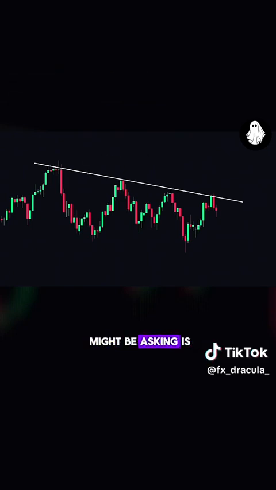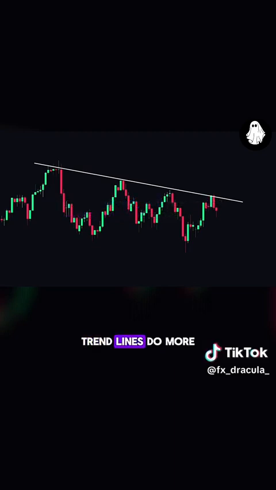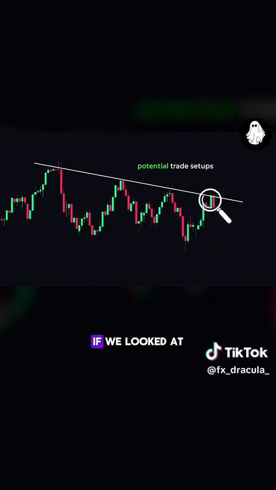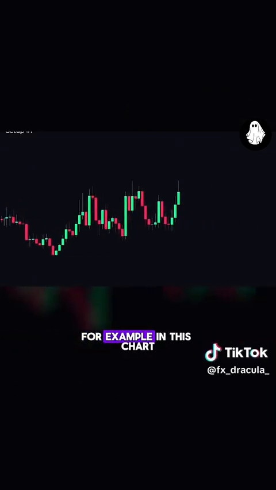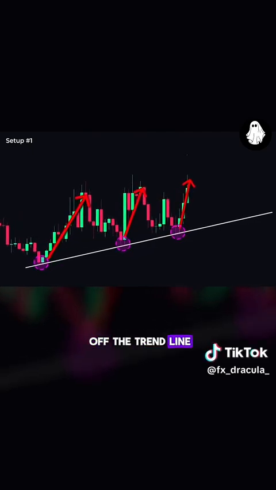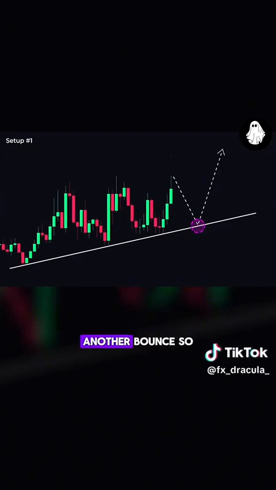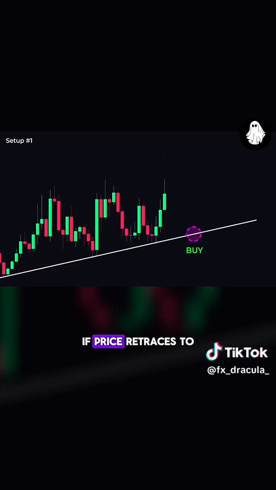Now, a question you might be asking is, can't we already tell where the overall market is heading just by looking at it? Why do we even need trend lines? The answer is simple. Trend lines do more than just show the trend. They also help us spot trade setups that we otherwise wouldn't have spotted if we looked at the charts with the naked eye. For example, in this chart, we've applied a trend line by connecting the swing lows. Now, notice that in the past, price tends to bounce off the trend line every time it touches it. This tells us that in the future, if price ever approaches the trend line again, there's a high probability that we can expect another bounce. So, a possible trade setup here would be to take a buy trade if price retraces to the trend line.